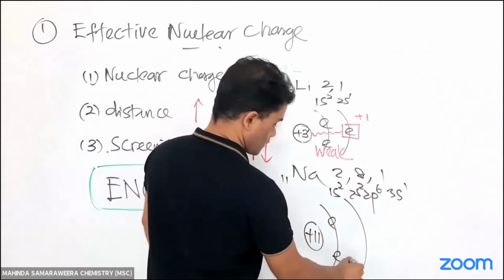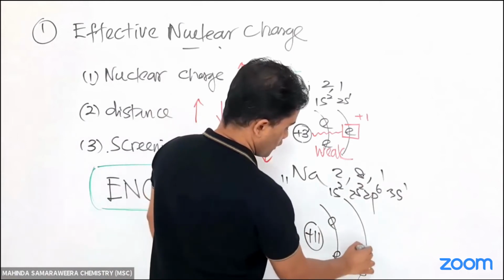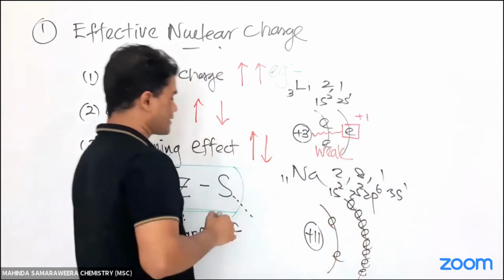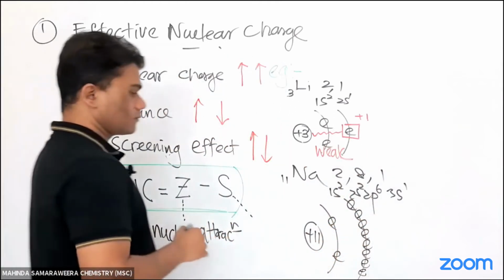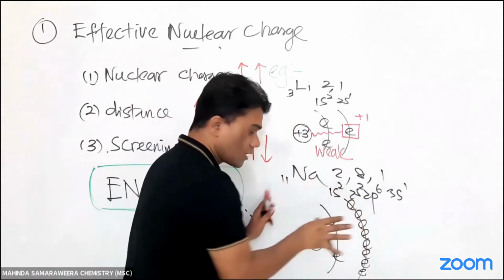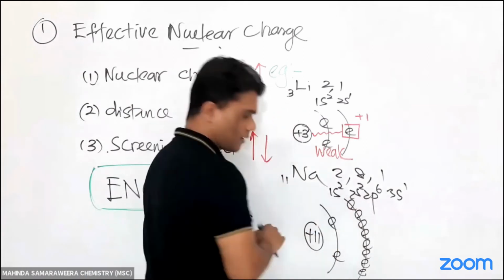I can start with this. 1, 2, 3, 4, 5, 6, 7, 8. There are 8 electrons. Okay, this is not the way. I mean, there is a whole sphere. It's a whole sphere, but I just got one part only.